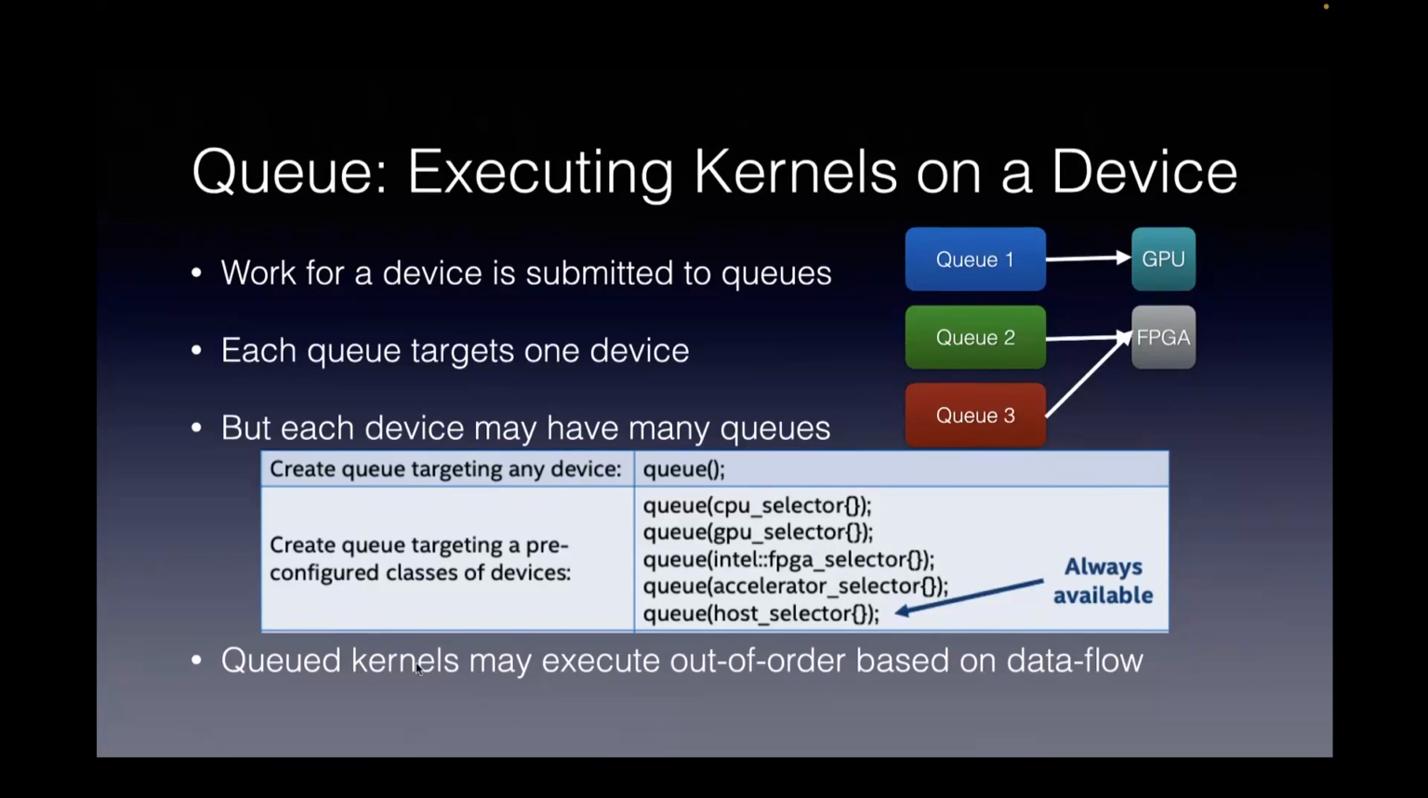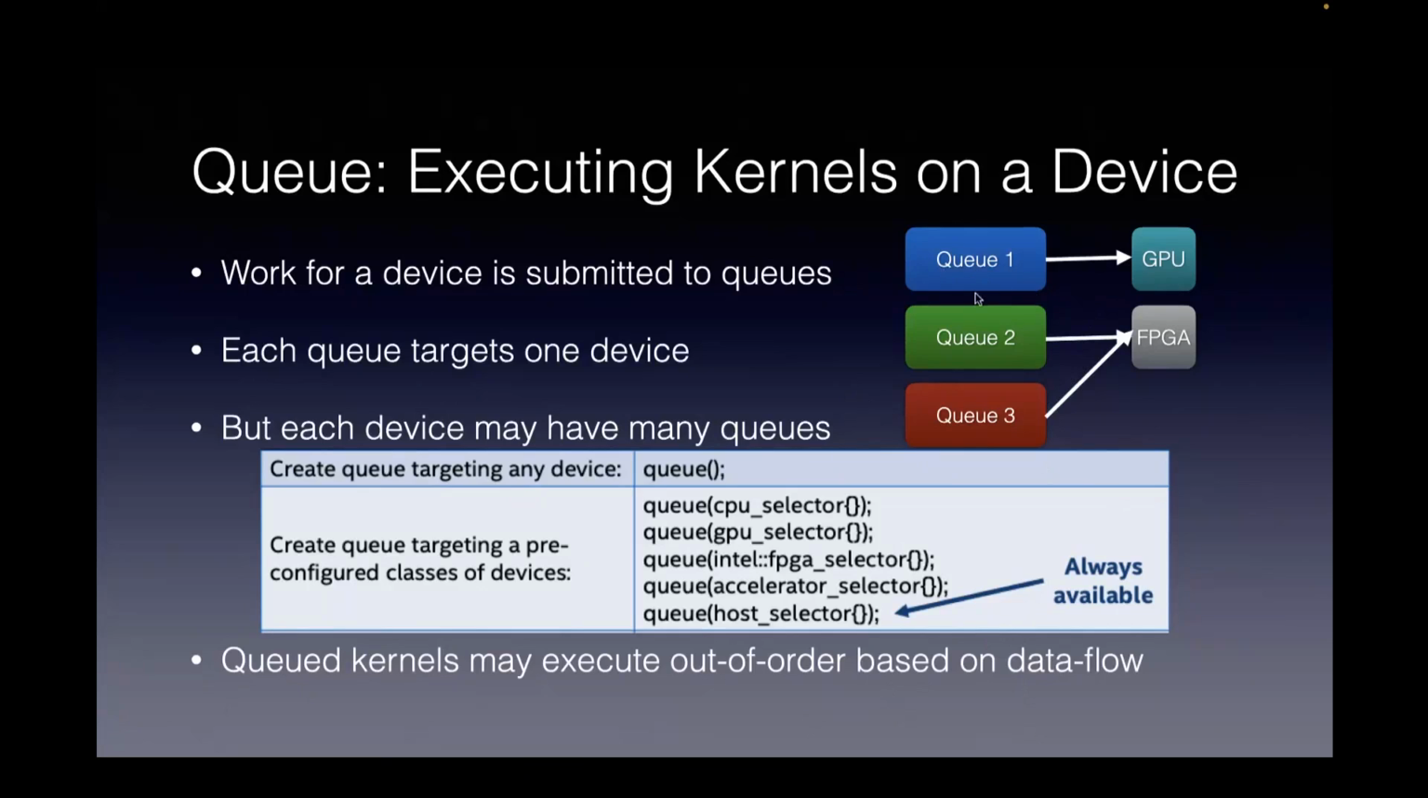So we'll talk about a particular example about the order in which kernels may be executed. But the thing to remember is that once you put something into the queue for a particular device, the order of execution is not guaranteed to be the same order in which you queue the kernels, as long as data flow dependencies are honored.